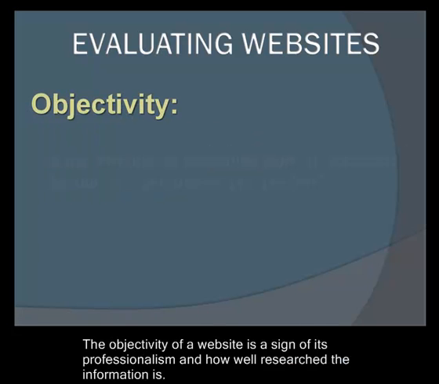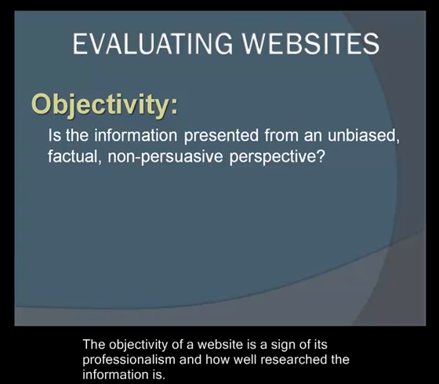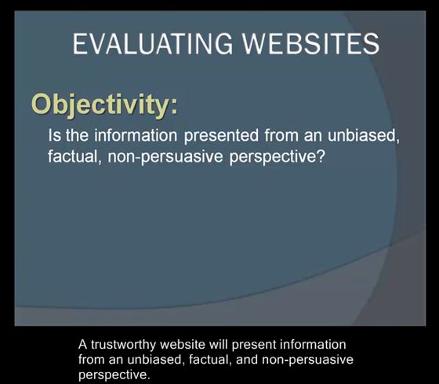The objectivity of a website is a sign of its professionalism and how well researched the information is. A trustworthy website will present information from an unbiased, factual, and non-persuasive perspective.